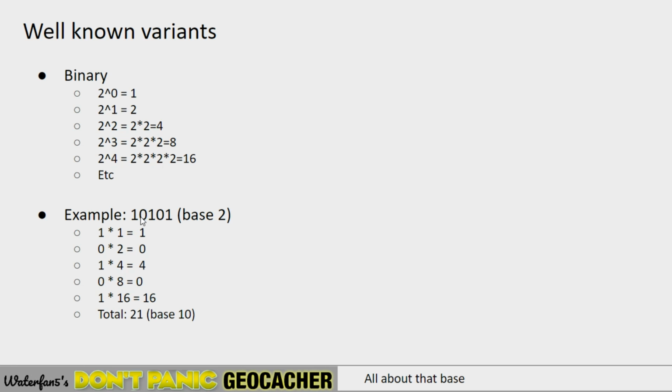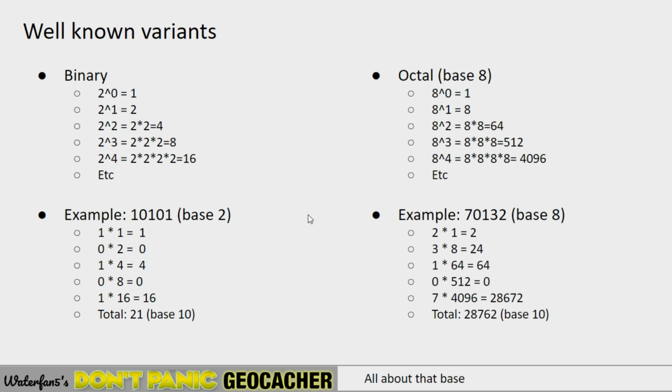Again, we see that the number got a lot longer, used more digits. So 10101 is now 21 in base 10. Now, another popular one is base 8, because it's also a multiple of 2. And now, of course, we use 8, 64, 512, 4096.